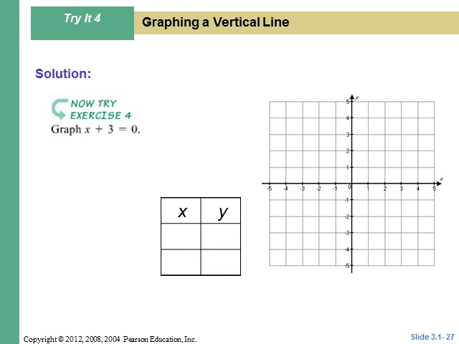Well, you've got a table of values. X is 0, y is 0. 0 plus 3 is 0? No. There is no solution, so you never cross the x-axis. If y is 0, x is negative 3, because negative 3 plus 3, x is negative 3. So we've got a vertical line here at negative 3. Next one.